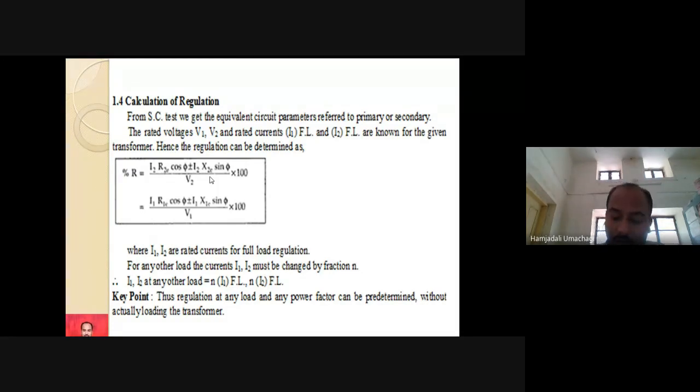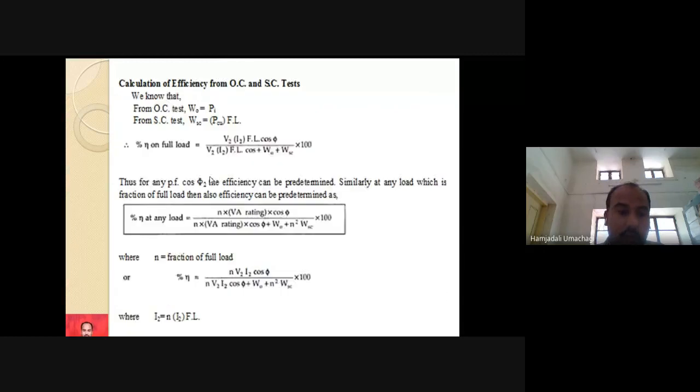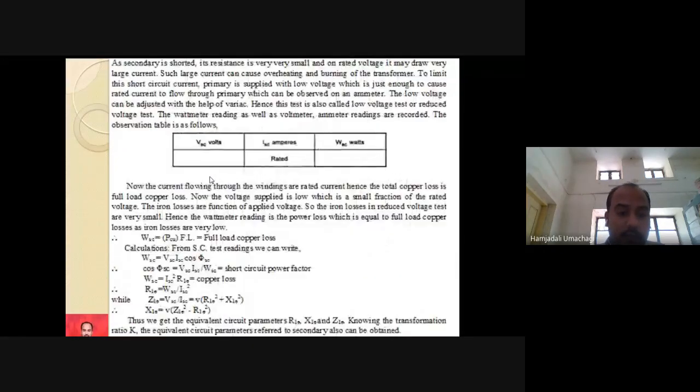R2E and X2E, where are we getting them? Using which test, OC test or SC test? Just now I had told you. Here, in place of R2E, I can say R1E, X1E, Z1E. So R1E means what? WSC divided by ISC square.